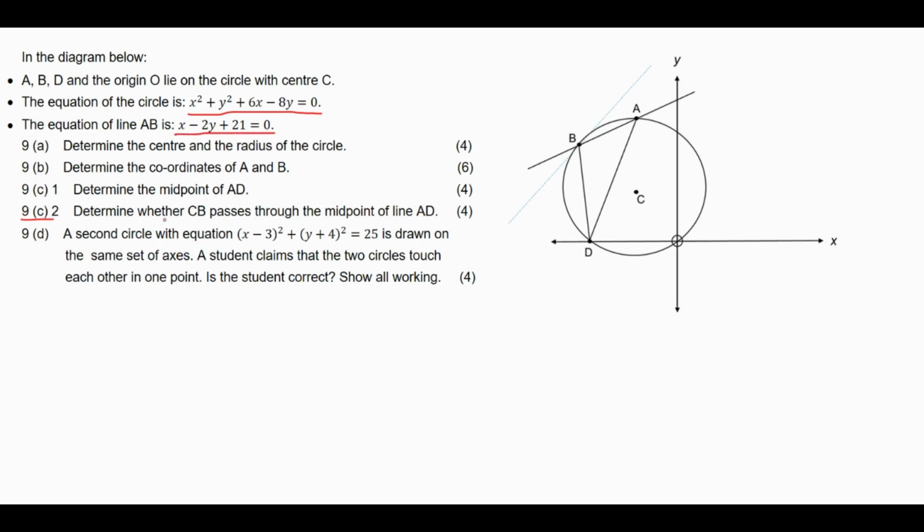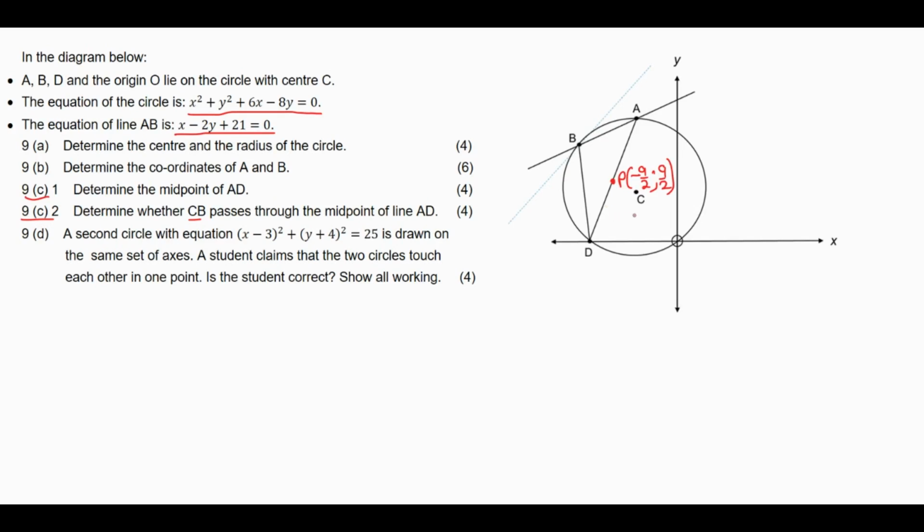We are asked to find whether CB passes through the midpoint of line AD or not. From 9C1, we found the coordinates of the midpoint of AD. Let's call this point P. We found that the coordinates of this point are negative 9 over 2, and then 9 over 2.